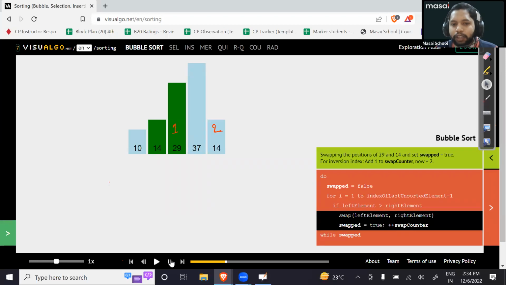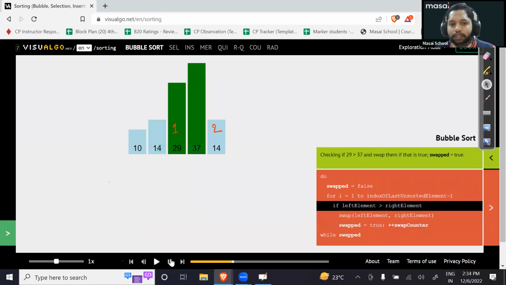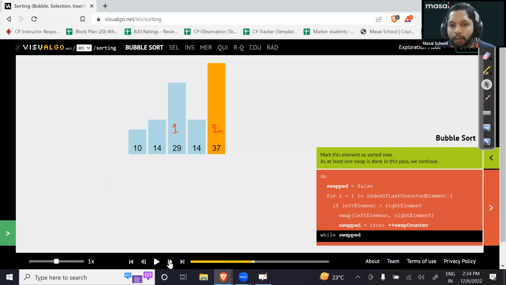Now again, 29 and 37. Is 29 greater than 37? No. Do we need to swap it? No, we can simply move forward. Is 37 greater than 49? Yes, it is. Do we need to swap it? Yes. Can you guys see my 37 found its correct position?